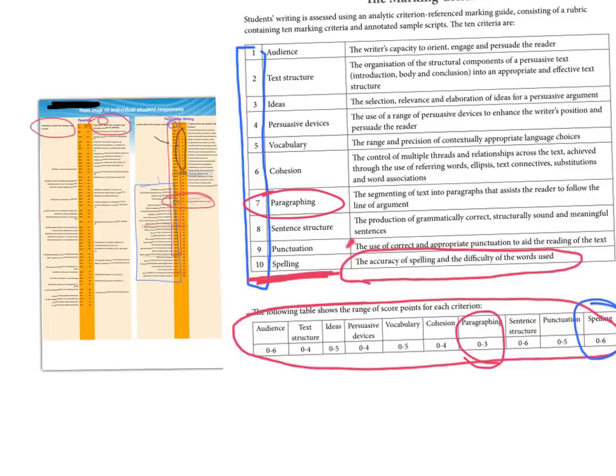So if you got W7 2 correct, it means you got 2 out of 3 for paragraphing. And if you got W7 3 in the incorrect column, it means you didn't earn the 3rd mark available for paragraphing.